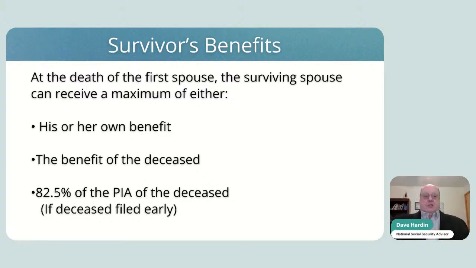All right, survivor benefits. At the death of the first spouse, a surviving spouse can receive a maximum of either his or her own benefit, or the benefit of the deceased. So I can take mine, or I can take hers. Very simple. Or 82.5% of the benefit of the deceased if the deceased filed early.